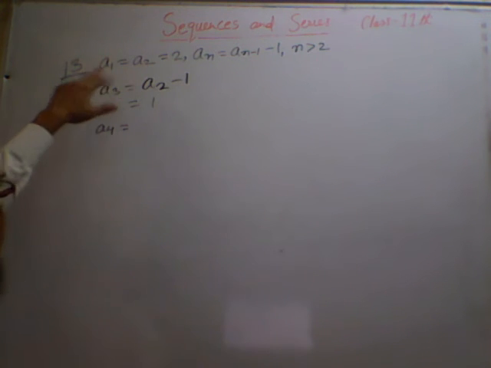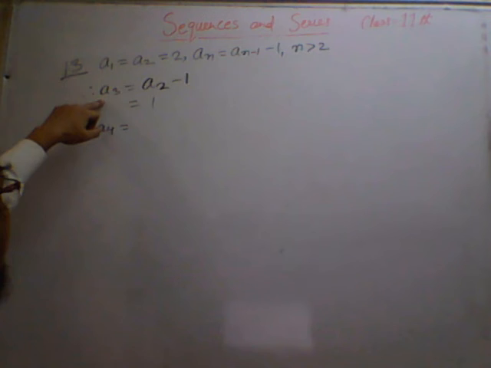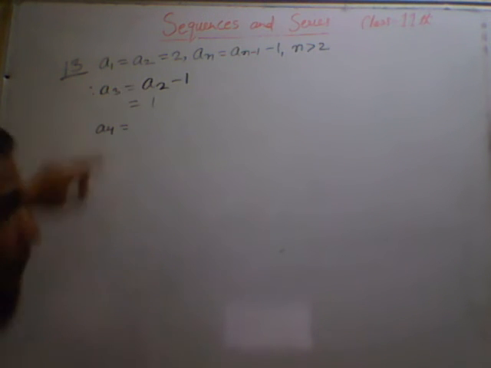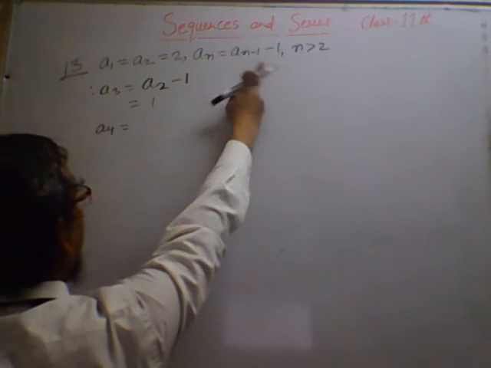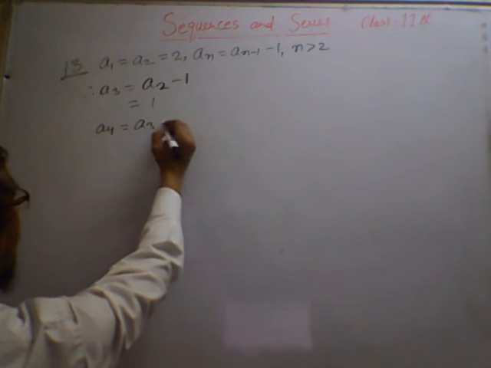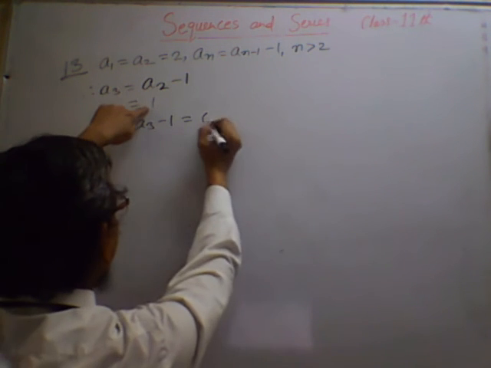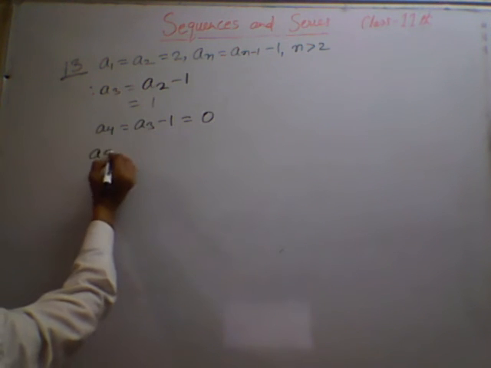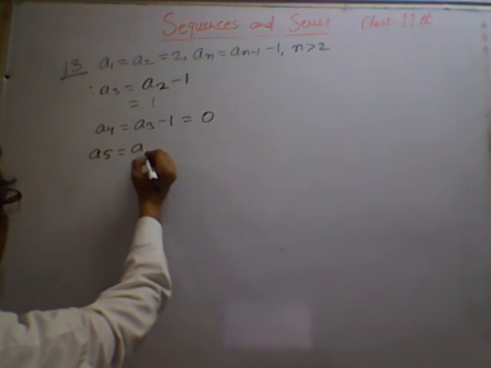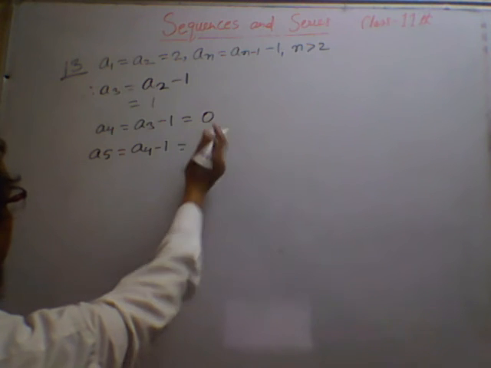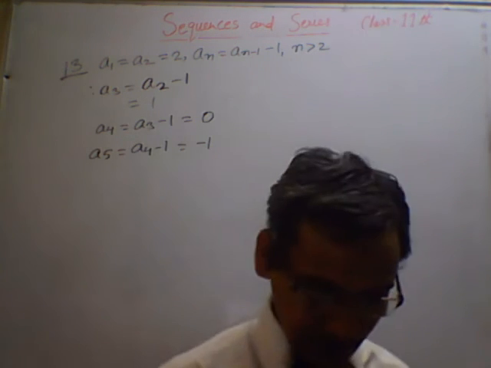Look, we have two terms given, A1 and A2. We have found A3. So right now we have 3 terms, and we have to find 2 more terms. A4 equals A4 minus 1, and A3 minus 1. The value of A3 is 1, so 1 minus 1 equals 0. A5 equals A4 minus 1. The value of A4 is 0, minus 1. It means the value of A5 is minus 1.